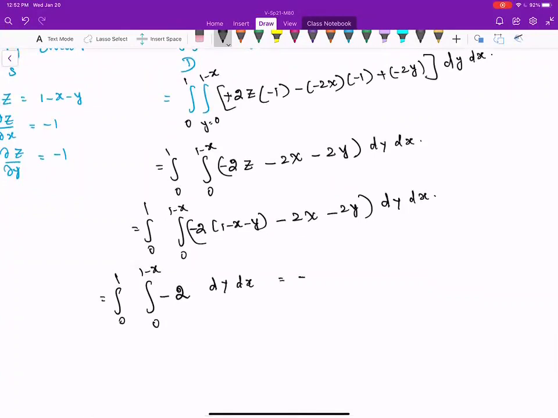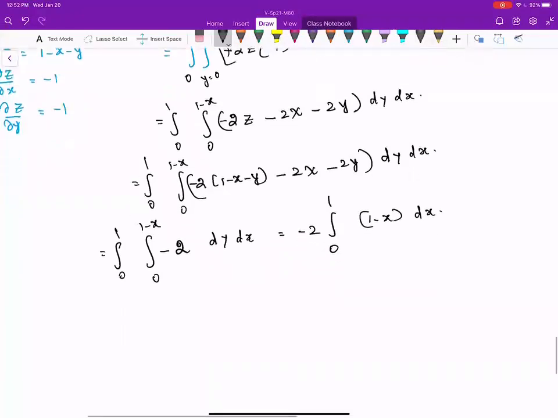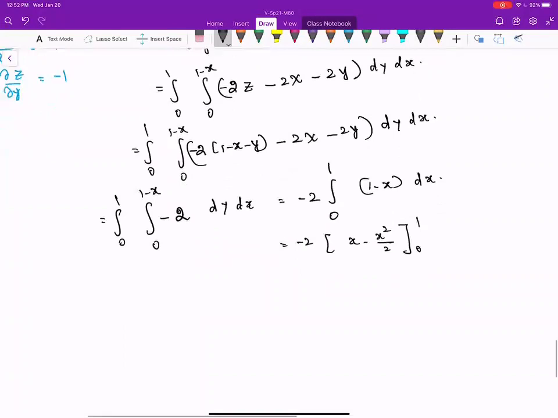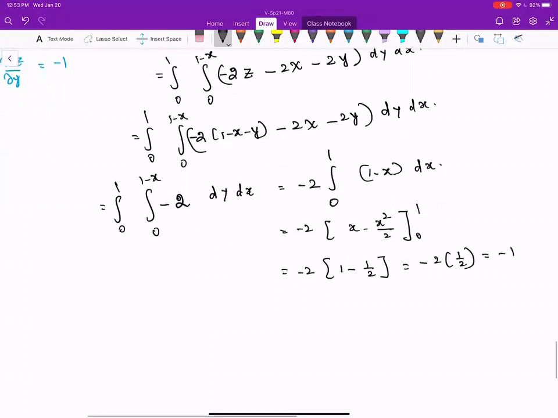Negative 2 is after all a constant which can be taken out of the integrals. It is integral 0 to 1. Then you're going to integrate with respect to y. That will give us 1 minus x, then dx. So it will be negative 2 times x minus x squared over 2 between the limits 0 and 1. So it's negative 2 times 1 minus 1 half. That will be negative 2 times 1 half, which is equal to negative 1.